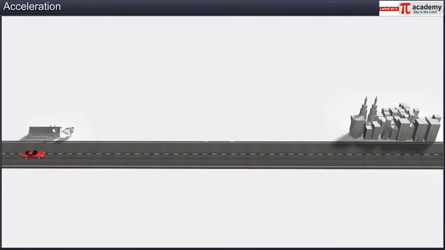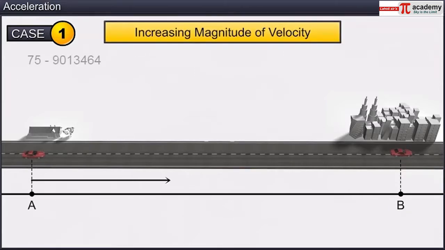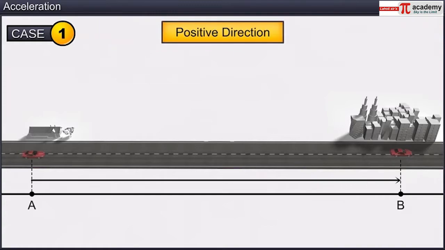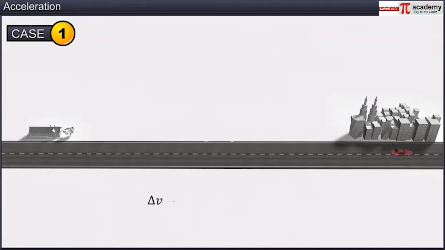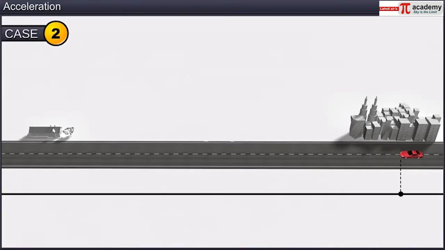Let us consider cases where acceleration is positive. Case 1. Let us consider a body, say, a car moving along a straight line, that is, from point A to B, with increasing magnitude of velocity. The body is said to be moving in the positive direction. Here, delta v is positive and direction of motion is positive. Therefore, with these two values being positive, acceleration is also positive.